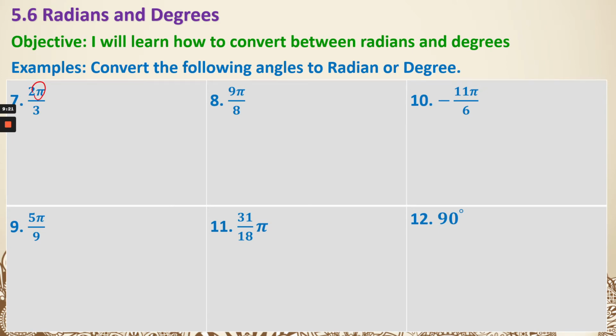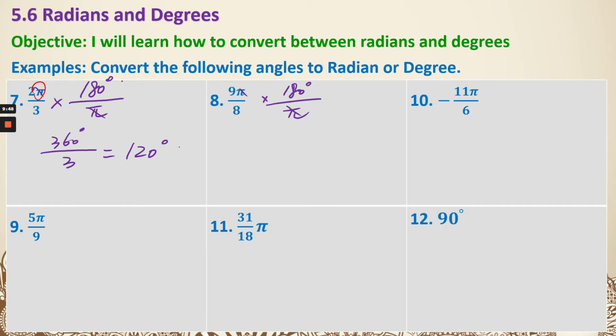Next, number 7. This time you see you are given the pi, and you don't see any degree symbol. That means that we are changing from radian to degree. So that means we actually want the final answer to have a degree symbol. That's why we gotta put it on the top of the fraction, and pi is on the bottom. Pi is canceling, and then you have 360 degree over 3, which simplifies to be 120 degree. Next, multiply by 180 degree over pi.